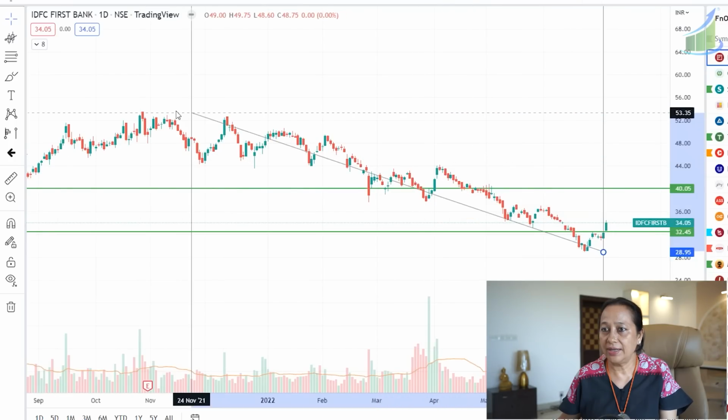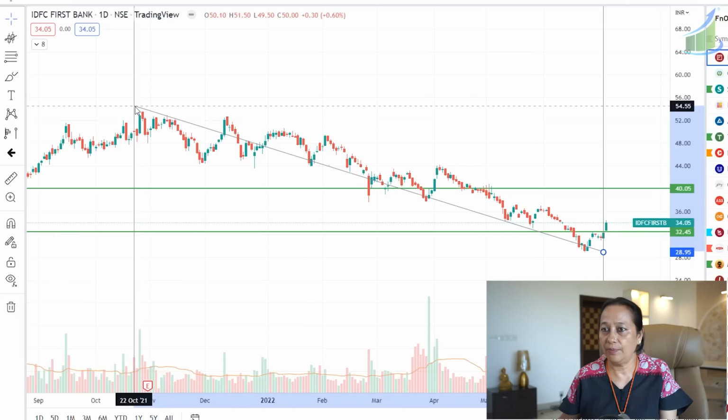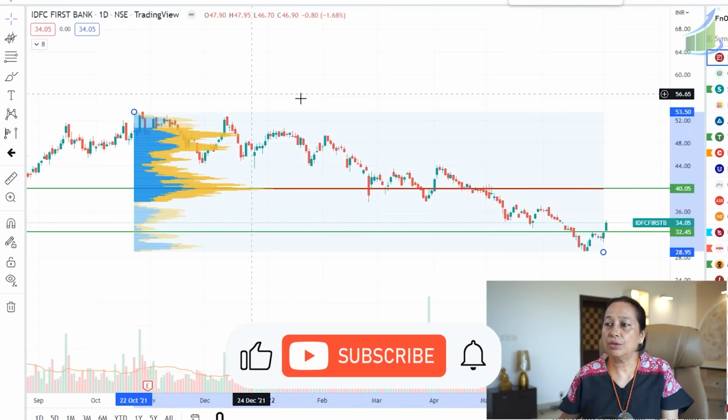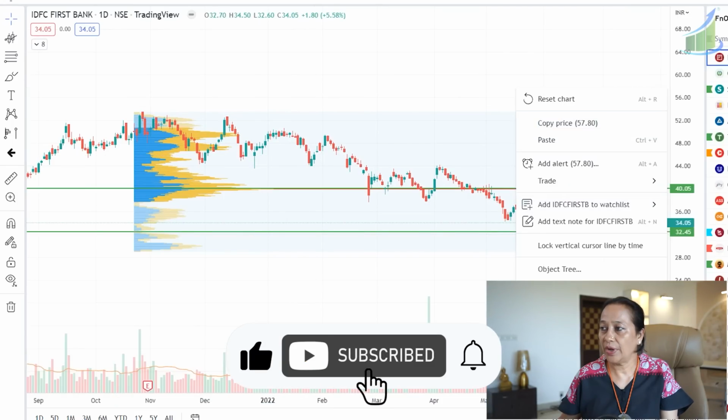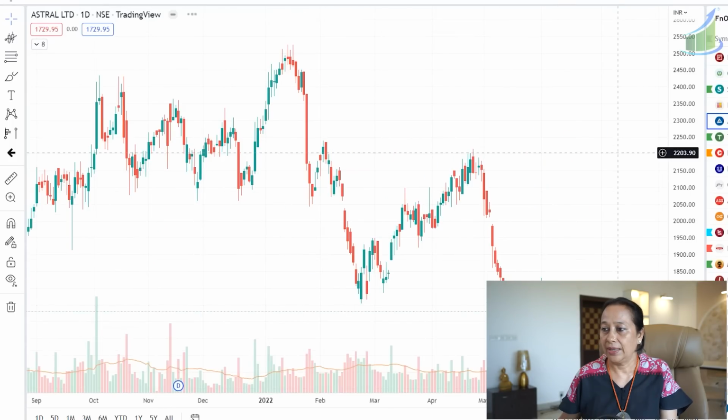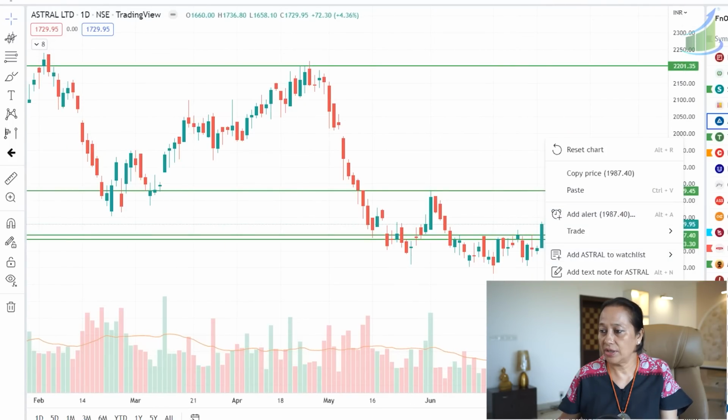And where did it start? If I go back and see, what comes out to be the resistance, 40 is coming out to be a very strong resistance. So this is one method that I use very, very often, and I used a similar one in Astral. In Astral, I applied the similar concept.